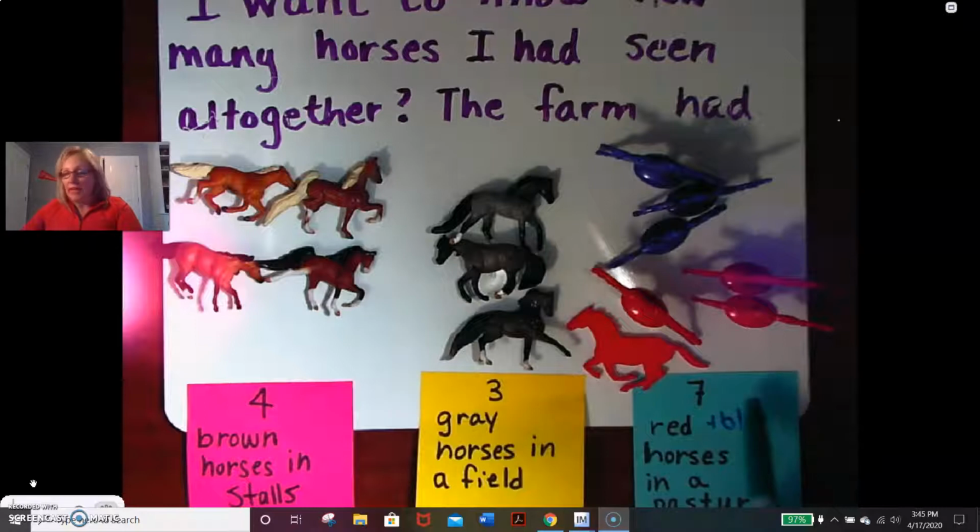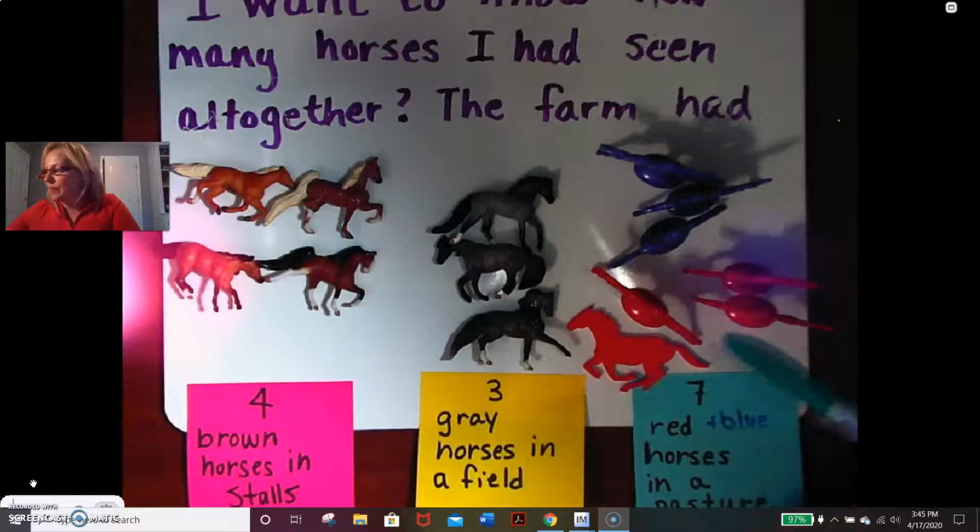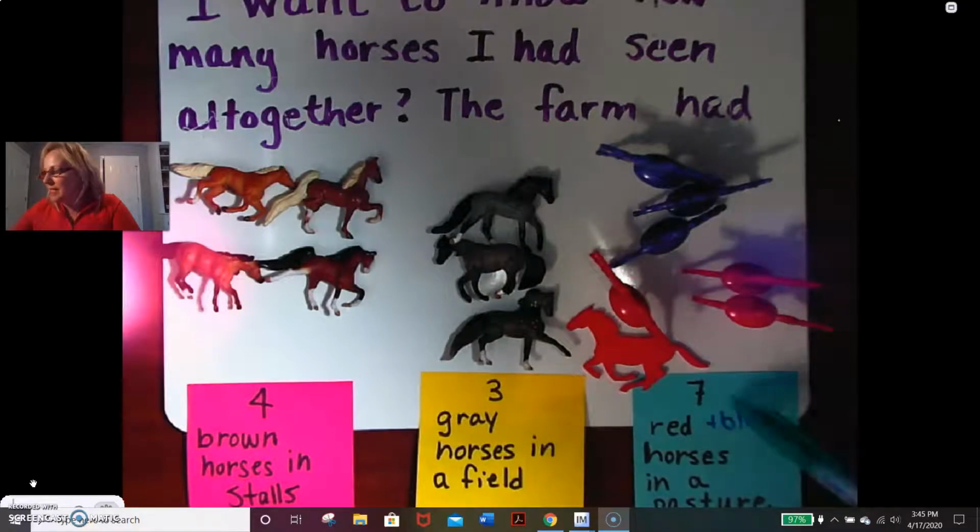And then they had 7 red and blue, which probably would be in a Disney movie. But anyhow, these are the counters I happen to have at my house. So we have 1, 2, 3 blue, and 1, 2, 3, 4 red. 3 plus 4 is 7.